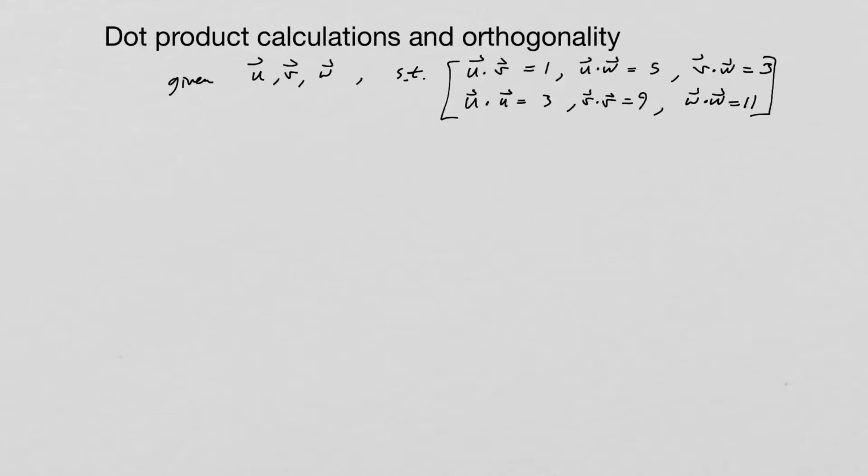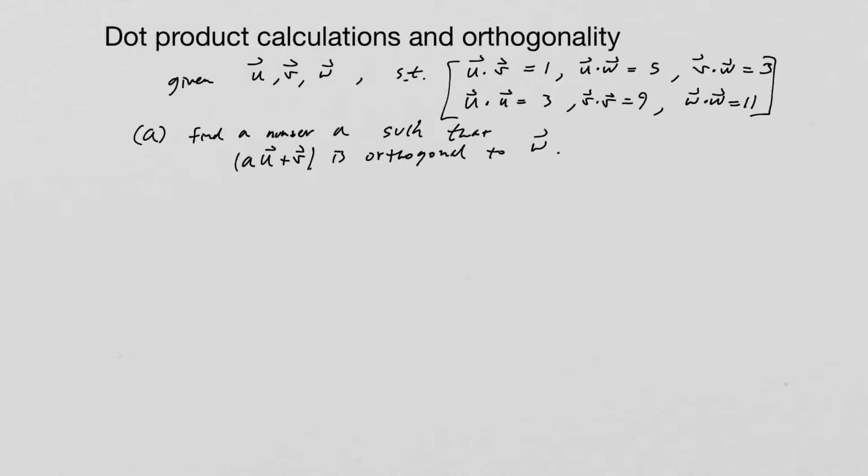Let's see if we can do the following. So we have three questions. We're going to have a part A. And part A is find a number A such that A times U plus V is orthogonal to W.